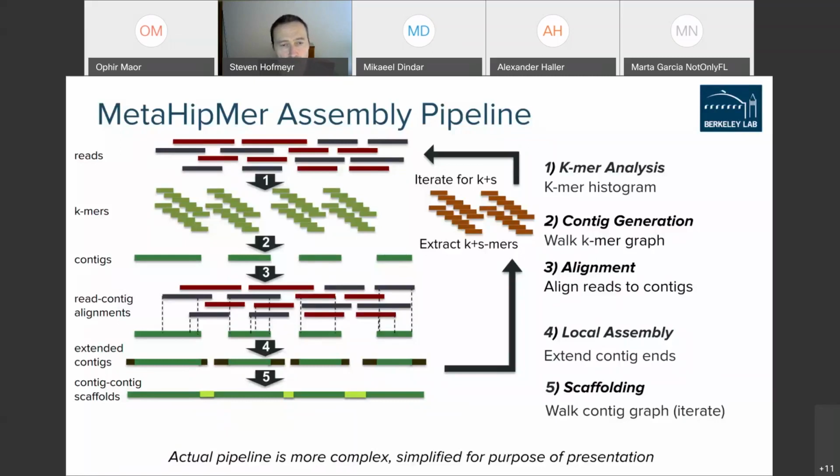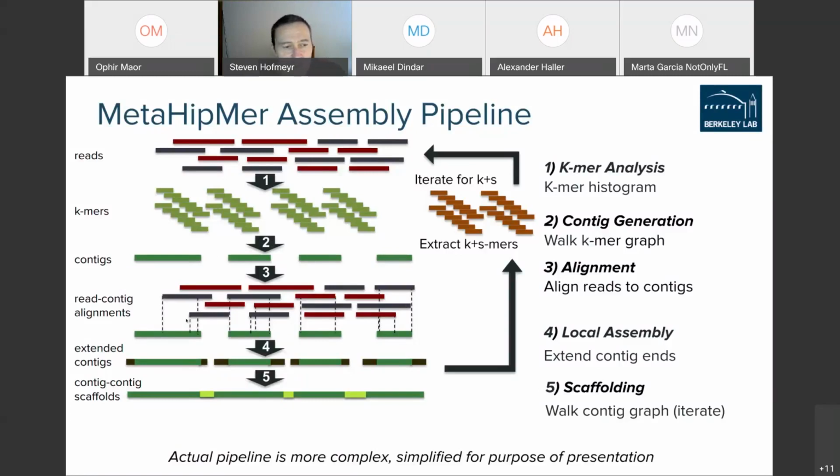Now, if there are multiple possible paths, then that's a fork, and you can't at this point decide between them, and so you have to terminate your walk. If there's no new path, then you have to terminate your walk as well. And so out of that, you get these contiguous sequences or contigs, which are longer than the original k-mers and hopefully longer than the original reads too.